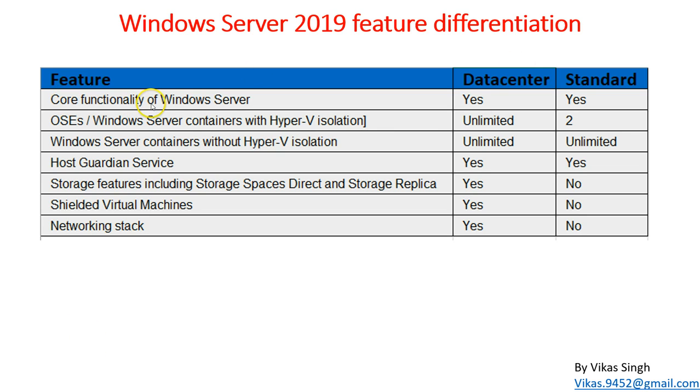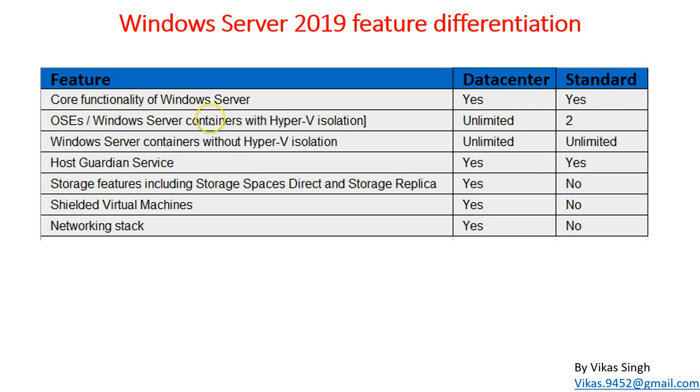Both are core functionality of Windows Server, having Datacenter and Standard. Both are going to have all the roles and features which are available for Windows Server 2019, like Active Directory, Hyper-V. Everything is similar. It's not going to have any core features difference if you buy Datacenter or Standard. So it's going to support all the roles and features in both. Both are going to support Hyper-V, Active Directory, WSUS, all the features. So core functionality of Windows Server for Datacenter and Standard is going to be the same.